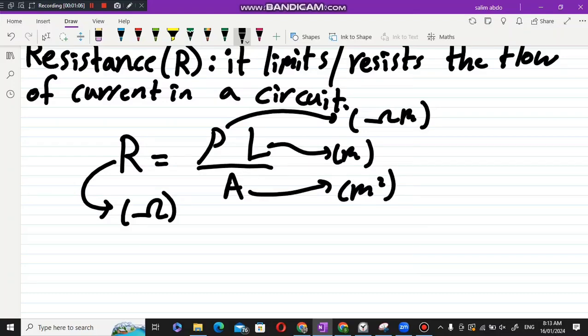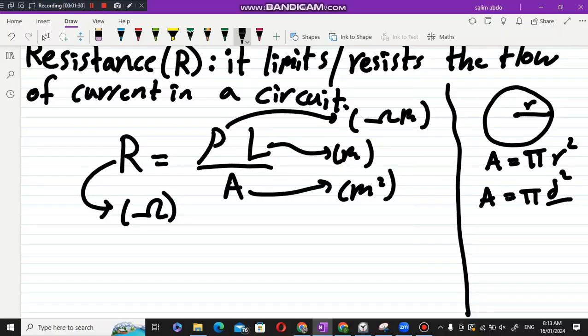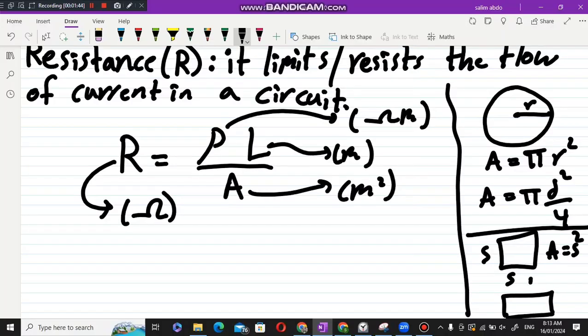Now, depending on the type of cross-sectional area you see, you develop some equations. Let's say that you have a circle, since most wires are cylindrical. When you cut it, you will see a circle. So we have a radius, which means that the area here is equal to pi r squared. Or you can write it as pi d squared over 4 if you are given the diameter. If you have a square, the area is easy, it's equal to side squared. If you have a rectangle, it's length times width, and so on.